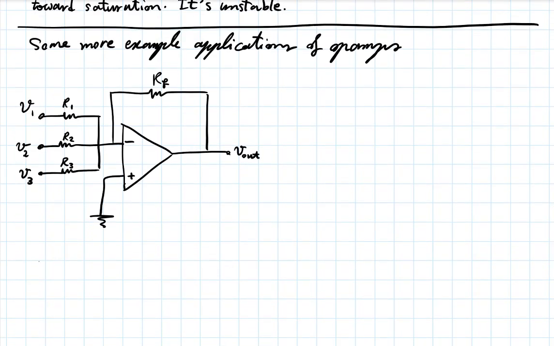Do this on your own. Ideal op-amp. Find V out as a function of the 3 input voltages, V1, V2, and V3. Okay, maybe time to take a look together.